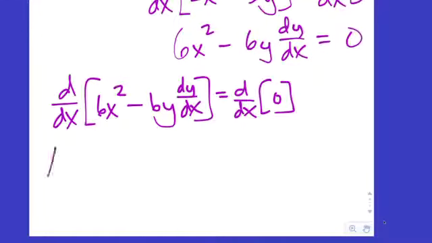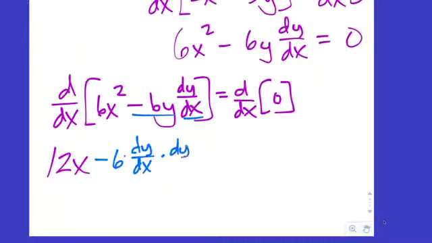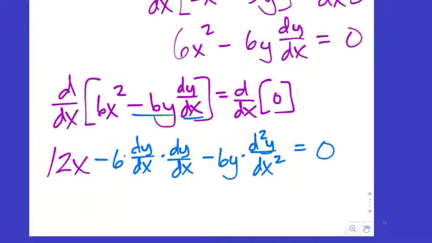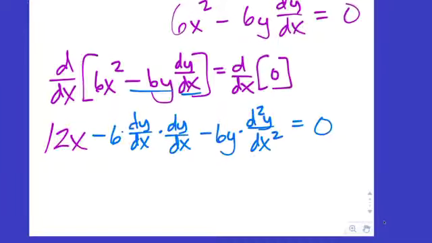Okay, so that's going to give you 12x, and now I have to use the product rule. I have negative 6y and dy dx. So that's going to be negative 6 times dy dx times dy dx. And then minus 6y times the derivative of dy dx, which is what? d squared y over dx squared. And all that equals 0. Now I can solve for the second derivative.